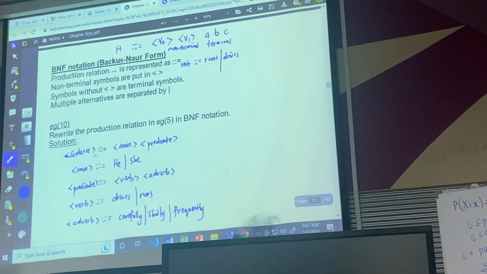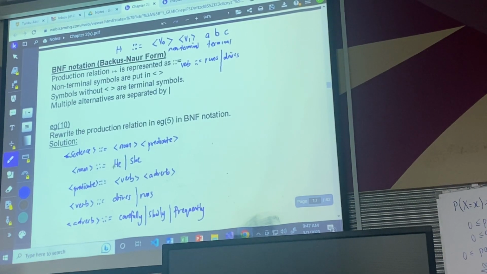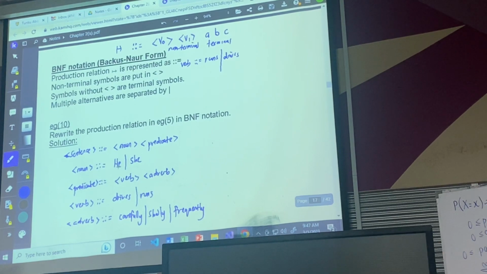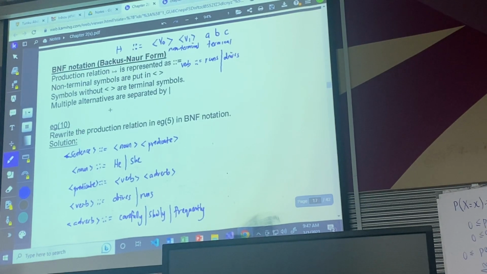Remember, if they ask for BNF, you must put it like this. If you don't put the bracket, that means this is not BNF notation already. Okay? Then what you write will be wrong. And for the substitution, don't put the arrow with the line like this anymore. This one is for the normal substitution. If it is BNF notation, then you need to put it like this, the colon with the equal sign. Okay?